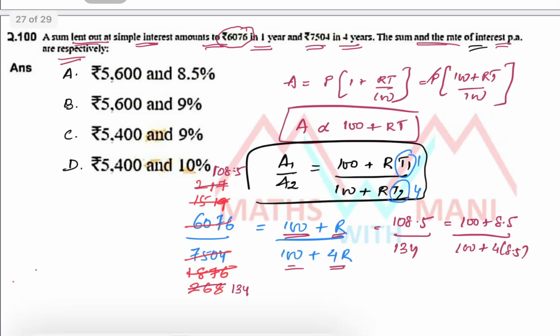So if you observe clearly, what is the value of R? 8.5. Where is it? First option, that's it. So I can eliminate all the 3 options. Yes, that's it. So what is the answer? First answer is the correct answer.